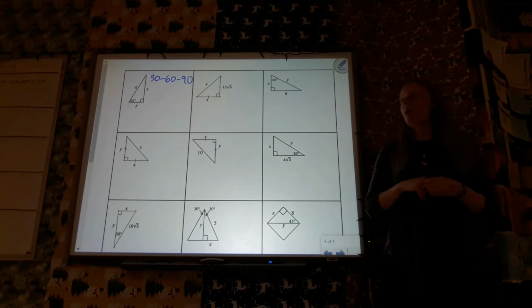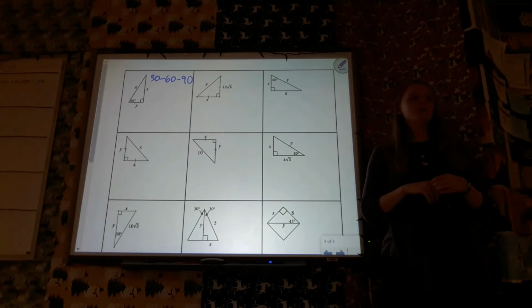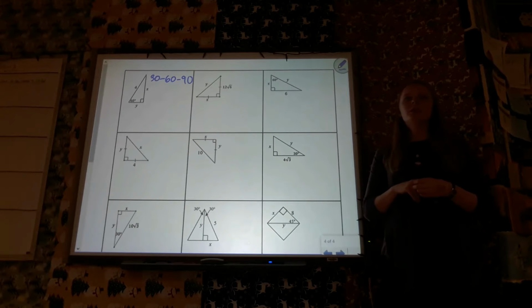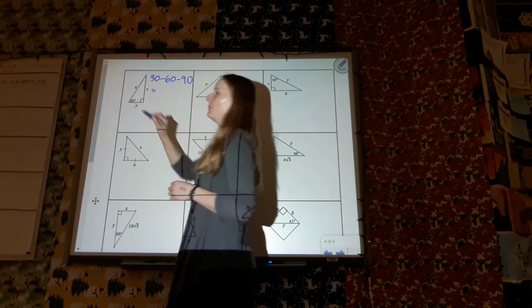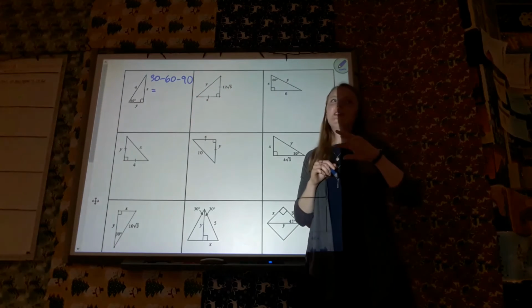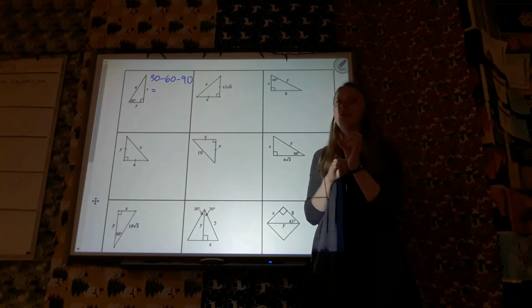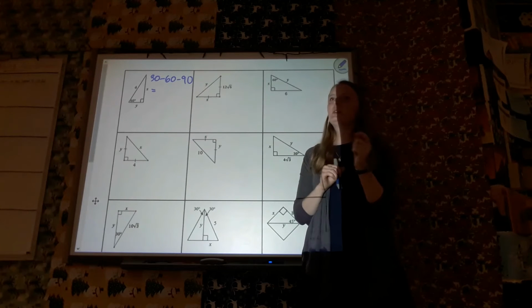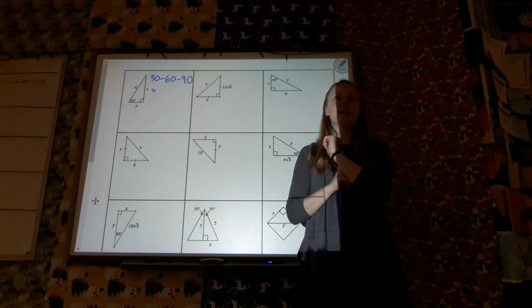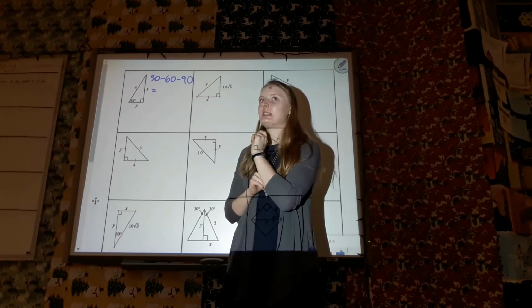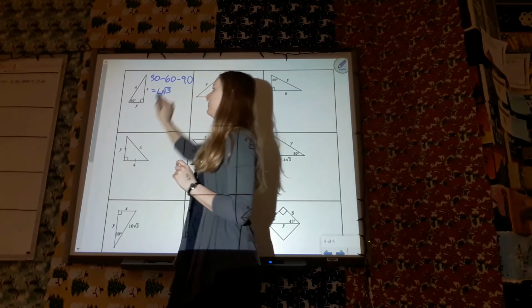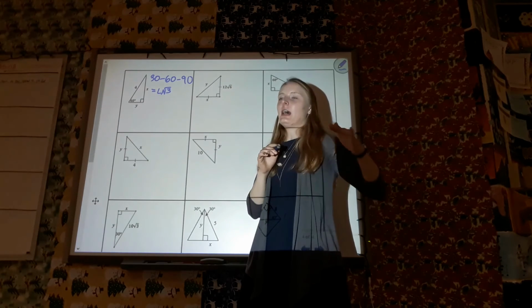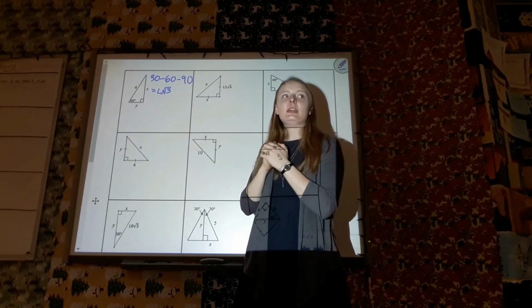Alright, so now we're going to go ahead and put the labels into the picture, and then we're going to solve. I know we turned the page so you can't see the rules anymore, but see if you can remember them. What's the label for the side across from 60? The side across from the 60 is L root 3.